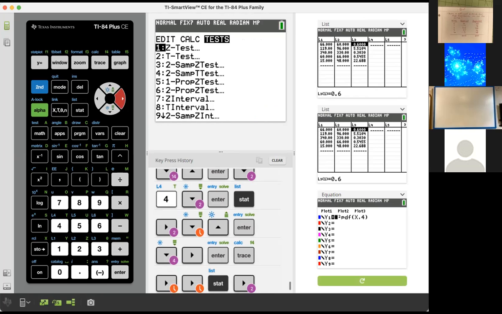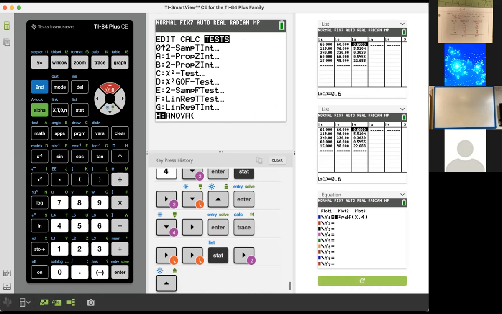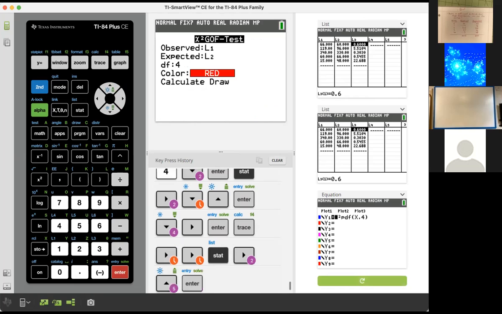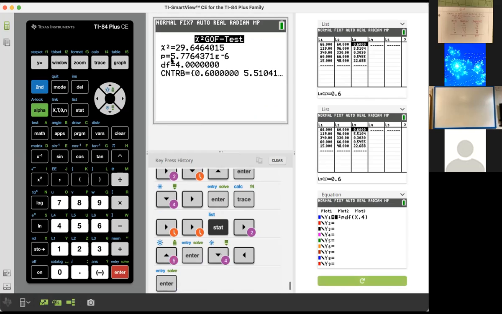Little trick is to use the up arrow key to get to the goodness of fit test faster. Yeah, 0.00005776 is a very, very small number. That's why we rejected the null hypothesis. Okay, so there's sufficient evidence that these distributions are not the same.